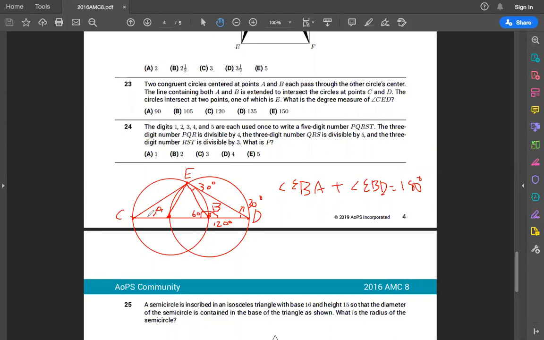Now, looking back at CED, we can see it's this 60-degree angle here, plus a 30-degree angle here, and we could use the same logic on the other side, so this would also be 30. So 30 plus 60 plus 30, 120.